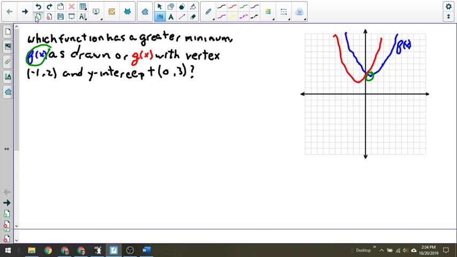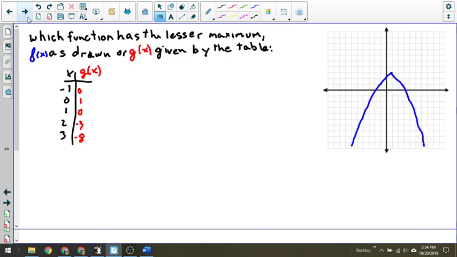The other type of example we saw was this one, where we're comparing f of x as drawn to g of x given by a table. So again, I'm going to plot g of x. I'm going to plot (-1, 0). I'm going to plot (0, 1). I'm going to plot (1, 0). I'm going to plot (2, -3). I'm going to plot (3, -8).